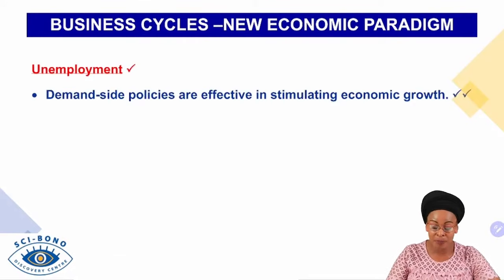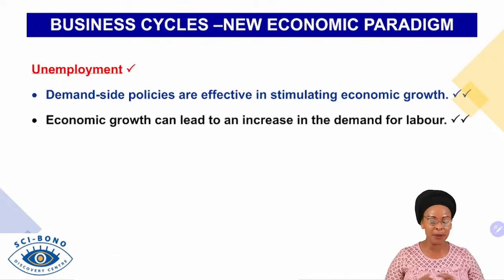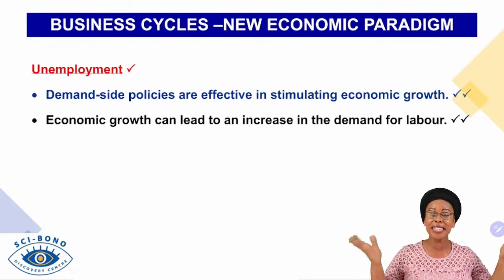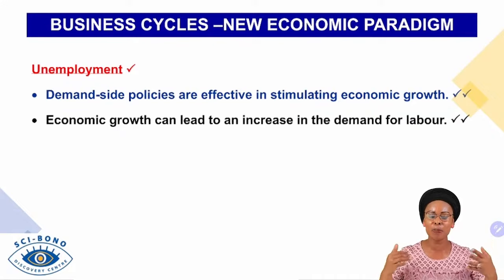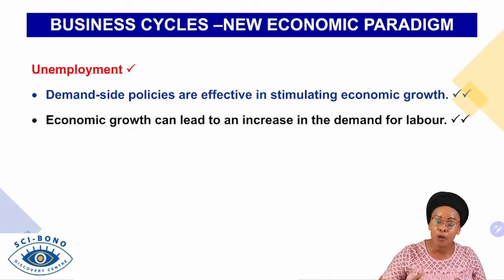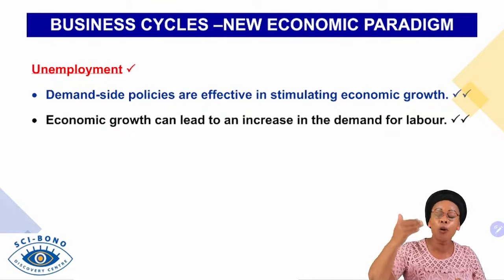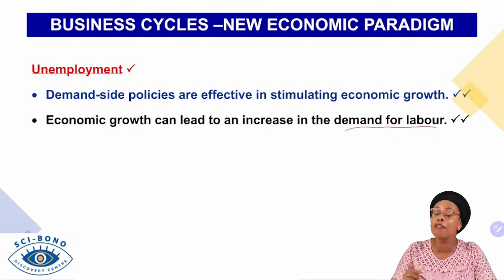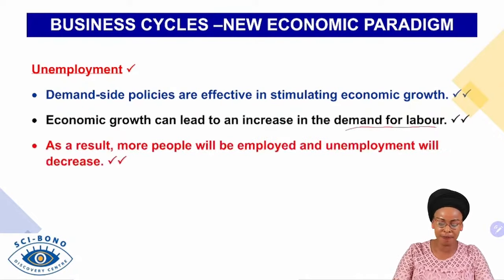Let's talk about unemployment. That is where the Phillips curve comes in. Remember, in the beginning, we used the demand side policies to increase what? Aggregate spending or aggregate expenditure. So what will happen is that there will be a need for more products. There will be a need for more workers to produce. So economic growth can lead to an increase in the demand of labor. Workers will be needed. 2 marks.